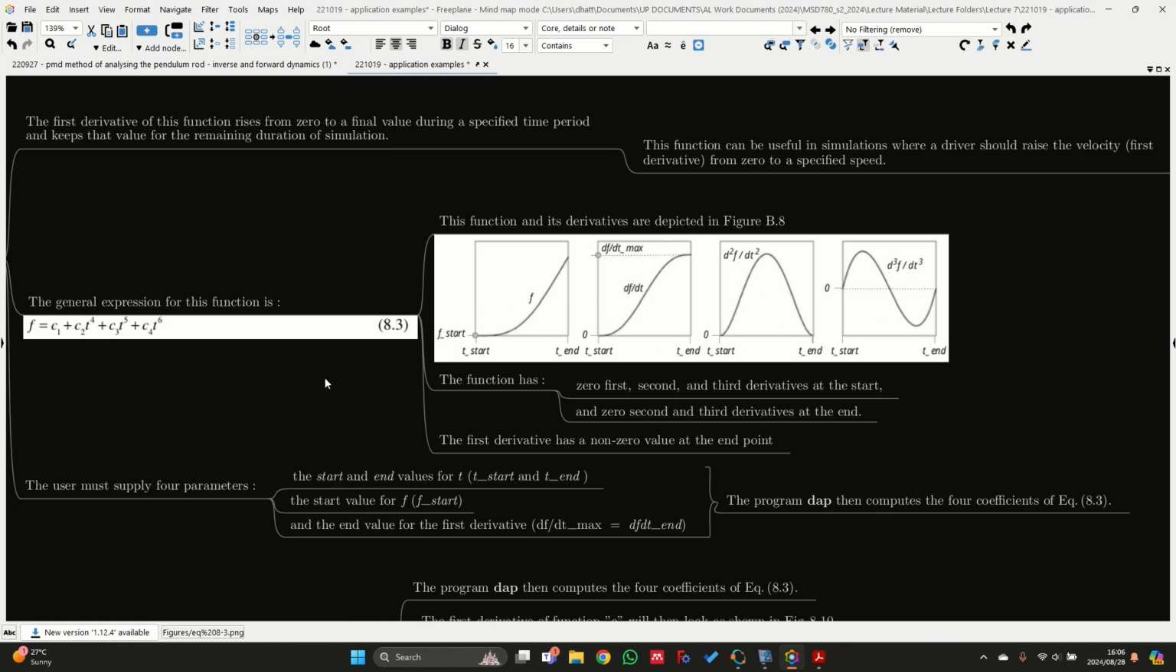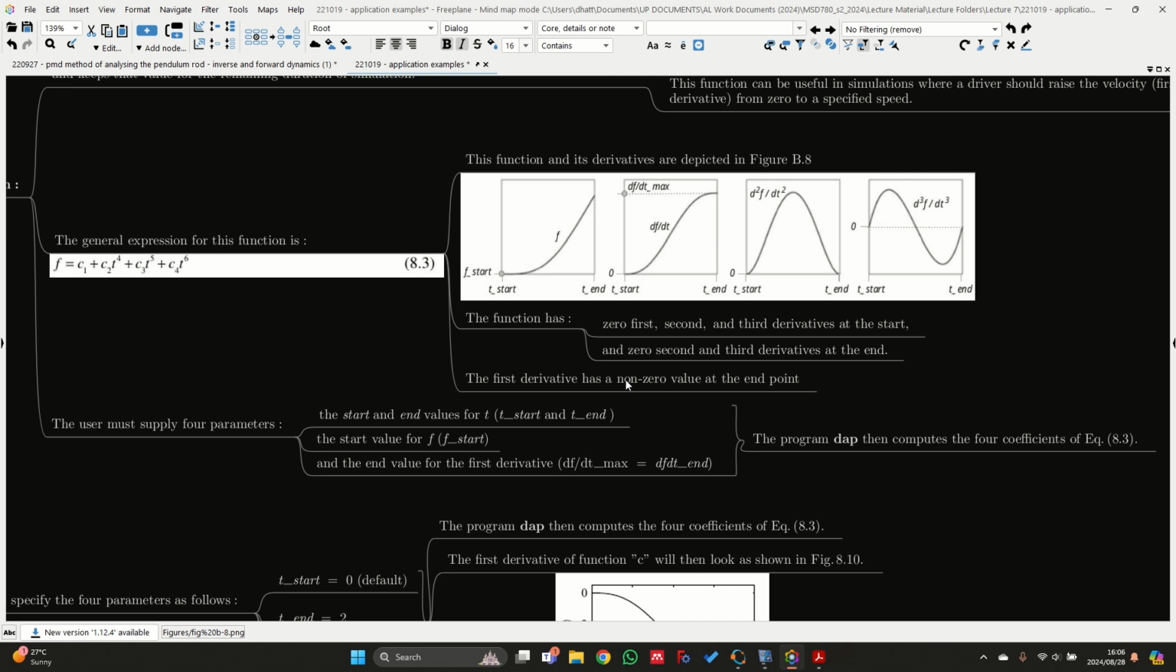These are the properties that we want to apply in order to construct this type of function. So the function has 0 first, second, and third derivatives at the start, and then also 0 second and third derivatives at the end. The first derivative, however, has a non-zero value at the endpoint.